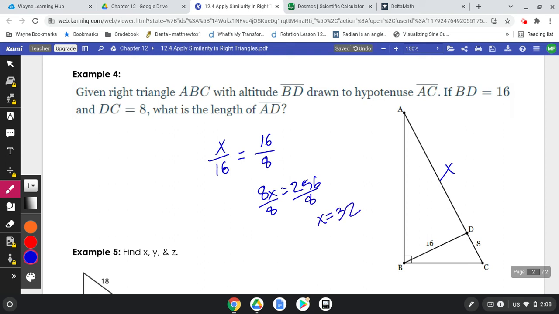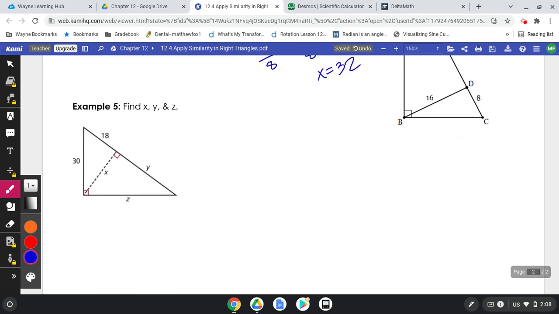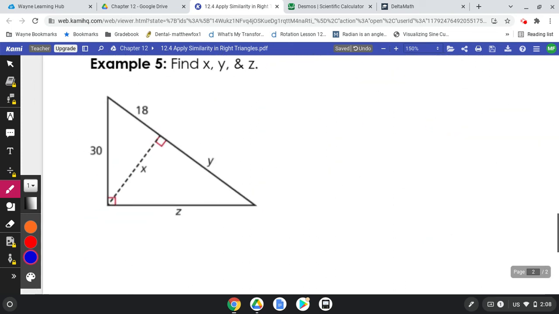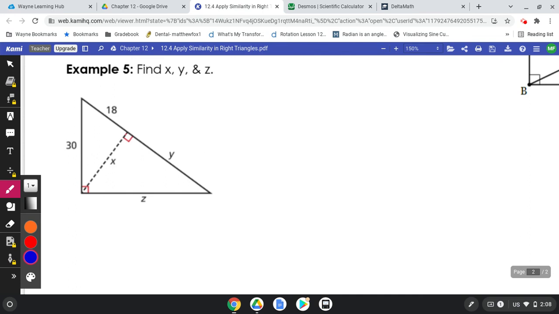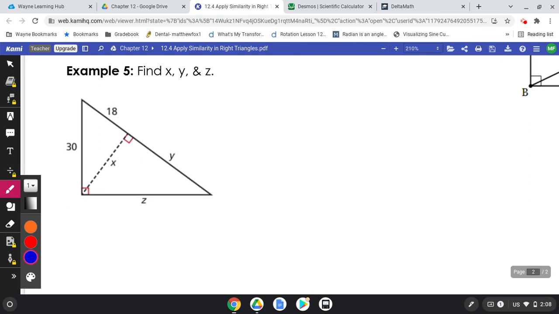Okay, now the last one, probably the most difficult, so watch closely. Here we're trying to find 3 sides, not just 1, but 3. So at first, it looks kind of like there's nothing to do. But keep in mind, if this is an altitude, not only is there a right angle there, there's also a right angle there. And that means this small triangle is a right triangle. We have an x there, 18, 30.